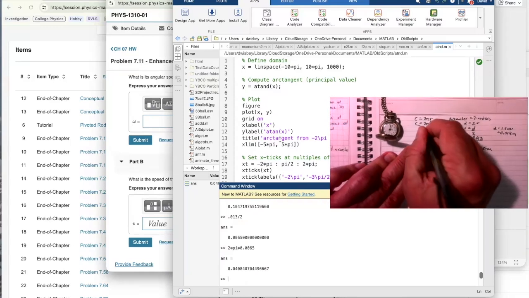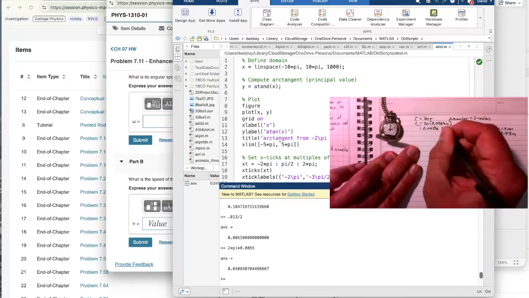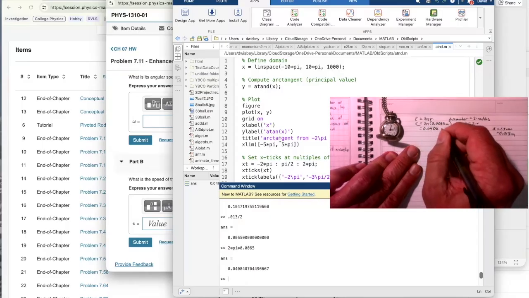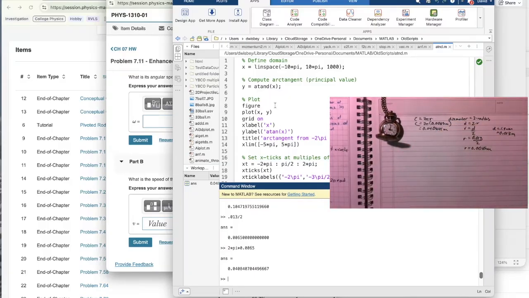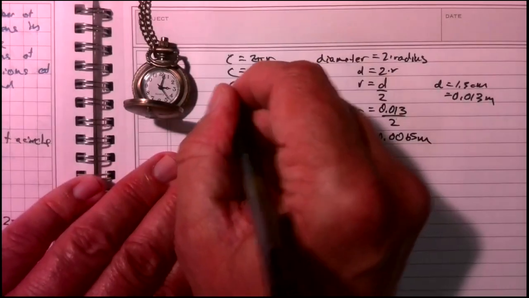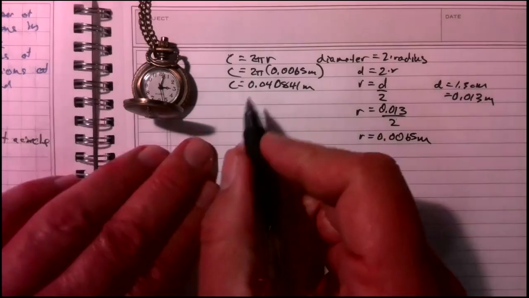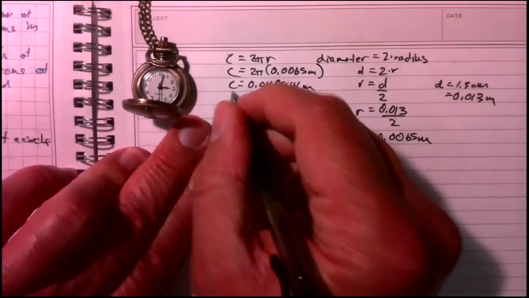So the circumference of the circle that the end of this thing travels on, I'm going to write it down here. It's going to be 0.0408. Okay, that's enough decimal. I'm going to round it off there to 1. I don't need any more. So here's my circumference. And remember, I could also call this the arc length.